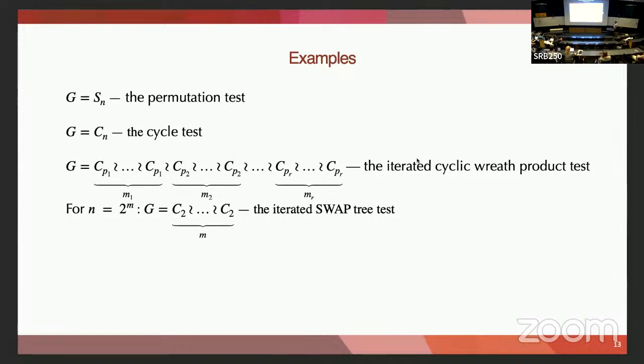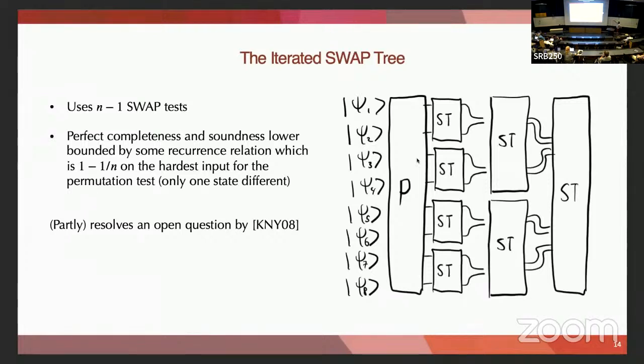But this is a very complicated question in general. For this work, we assume that the number of states is a power of 2. In that case, it's just an iterated swap test tree. It actually looks like a tree, so we just apply a bunch of swap tests in a tree manner. This has logarithmic depth, which is nice. And it turns out that analyzing this test and finding the formula for the soundness is a very difficult question.